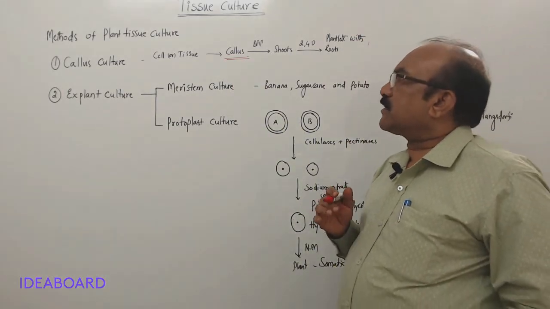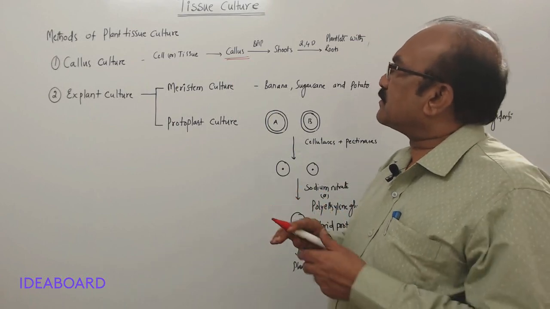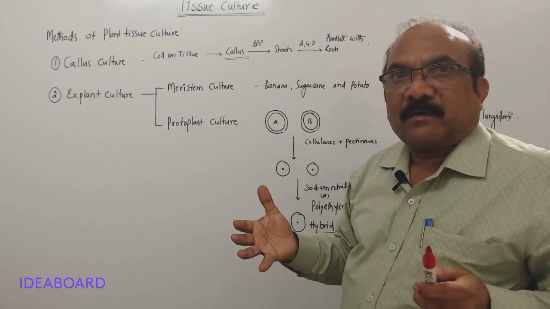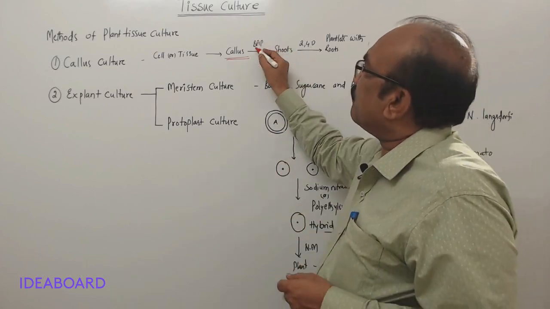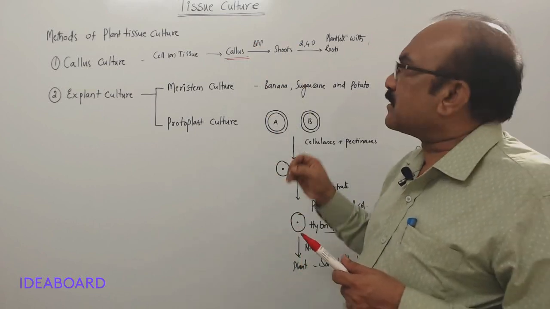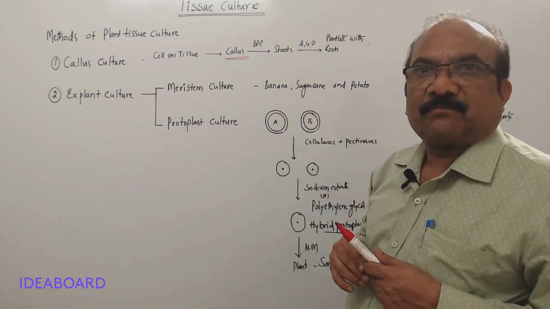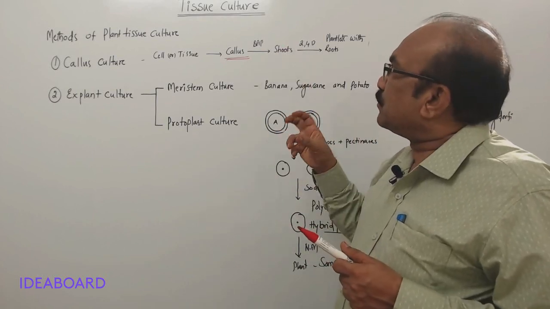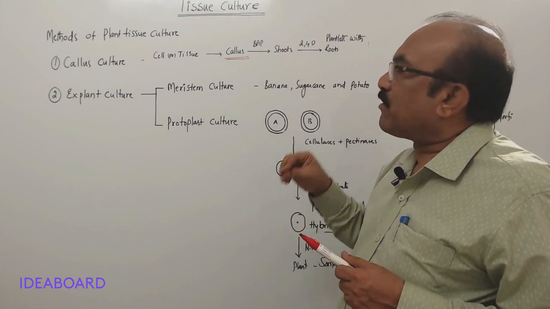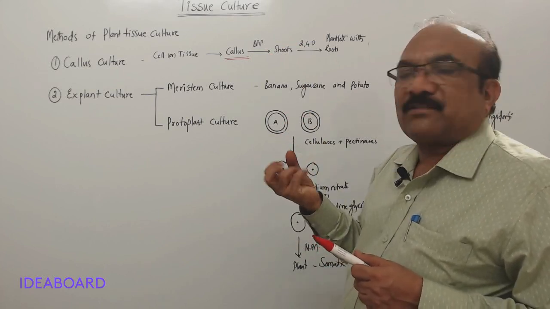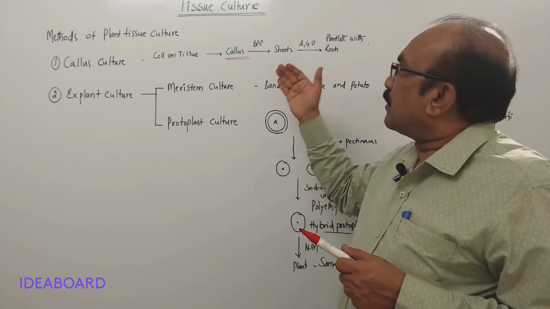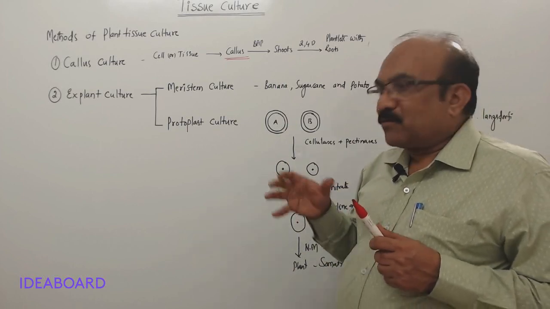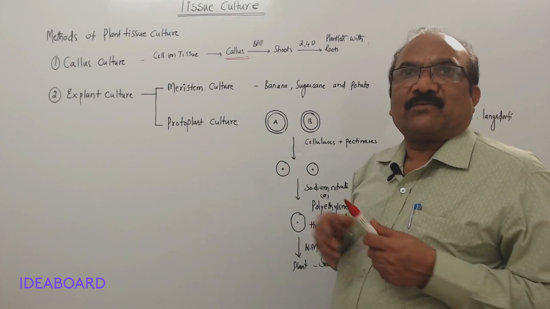And this callus is further transferred into another medium containing a larger amount of BAP, that is benzyl aminopurine, that is cytokinin. Due to the presence of the cytokinin, shoots will develop from this callus. So cytokinin is required for shoot differentiation, and only shoots are formed without roots.